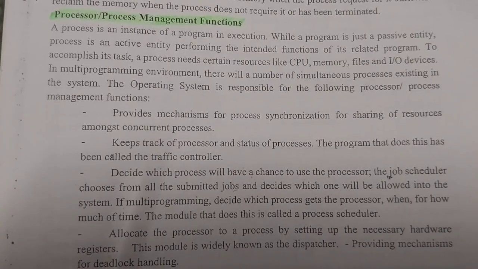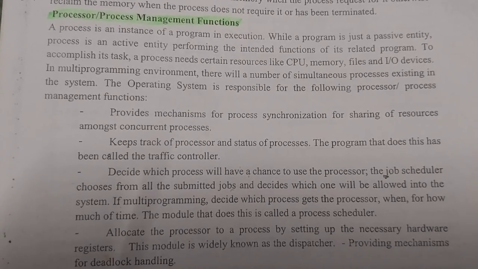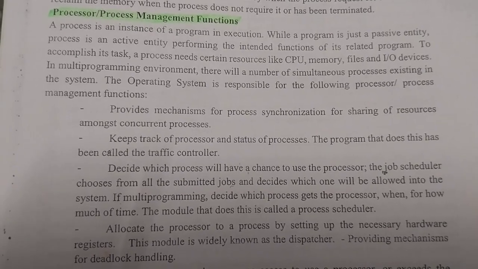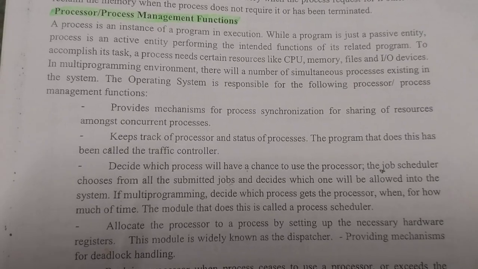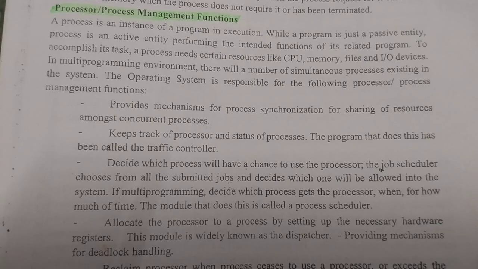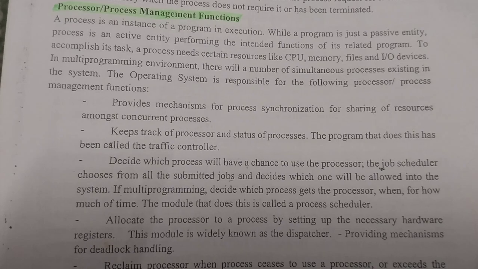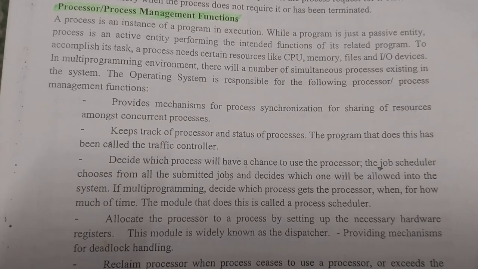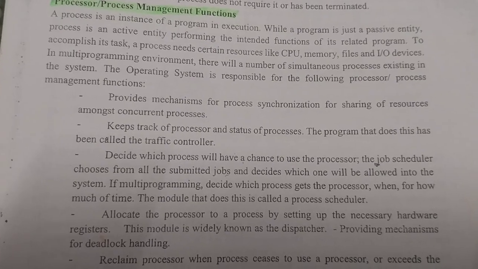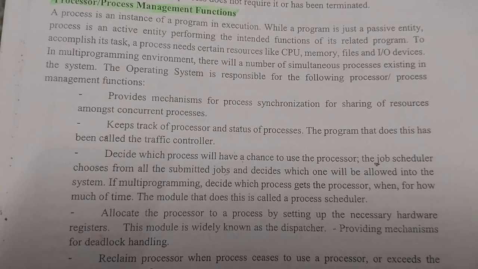Process management functions. A process is an instance of a program in execution. While a program is just a passive entity, a process is an active entity performing the intended functions of its related program. To accomplish its task, a process needs certain resources like CPU, memory, files, and input-output devices. In a multi-programming environment, there will be a number of simultaneous processes existing in the system.